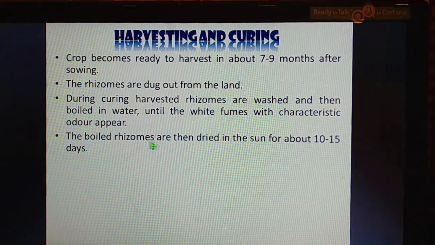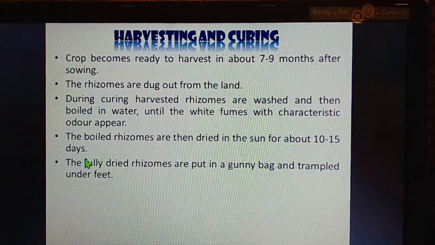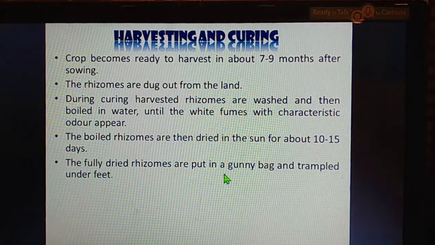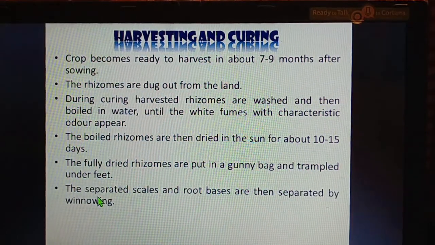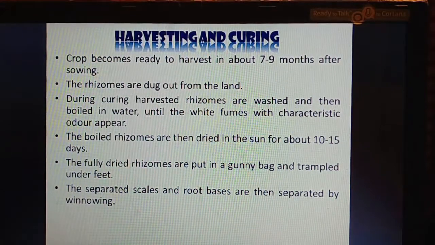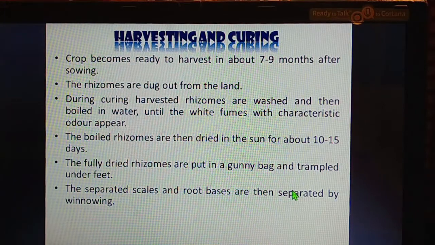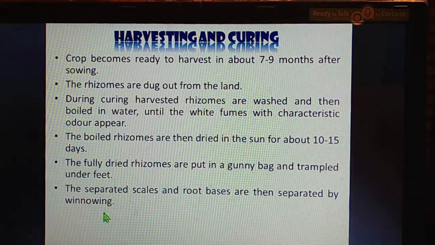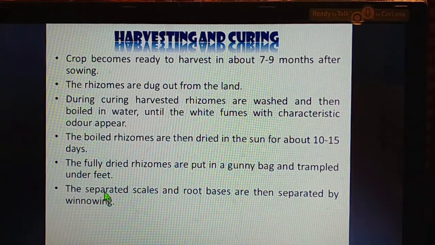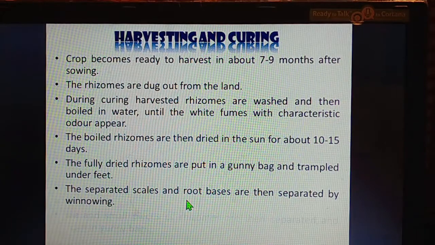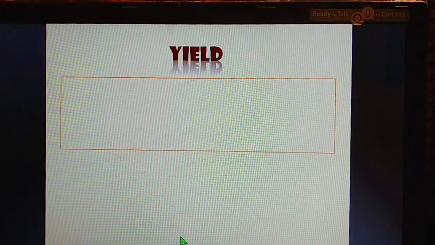And these boiled rhizomes are then dried in the sun for about 10 to 15 days until they become dried, and the fully dried rhizomes are put in gunny bags and trampled on with the feet, in order to separate the scales. Now these separated scales and root bases are then separated by winnowing, that is by blowing with the air, with the wind, in order to remove these scales and also the roots. And big and small pieces of rhizomes are then separated and stored in gunny bags.